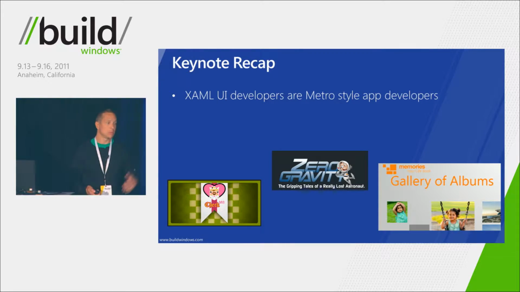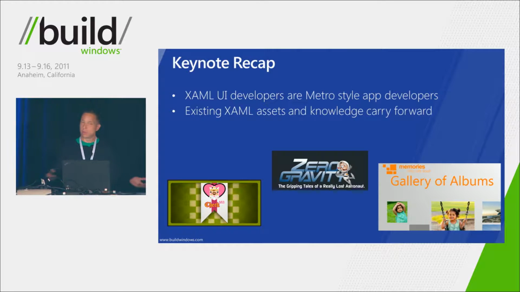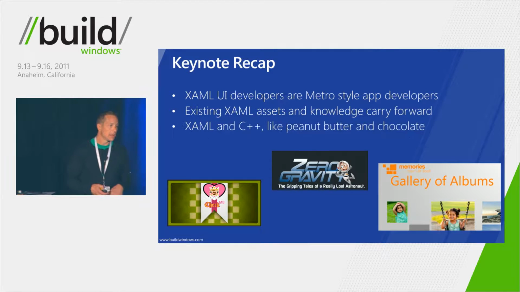And you'll be able to do the same thing when you're building Metro-style apps, and I'll talk about things you need to be aware of when you're doing that. You can bring over your existing assets, and I'm going to go into a little more detail on that. And finally, one of the new things is that XAML and C++ are built to be great together, and that was one of the design goals in Windows 8, to make sure that XAML worked well with C++.